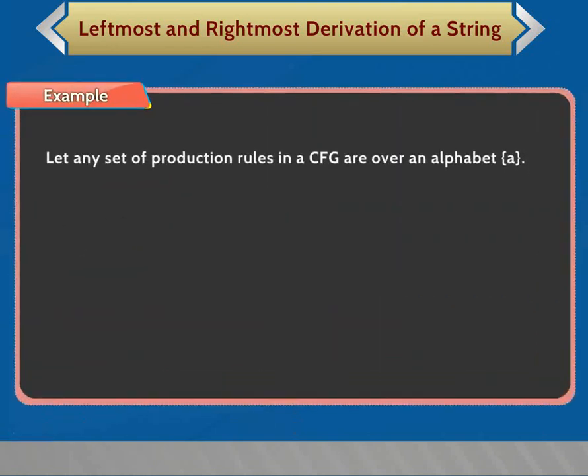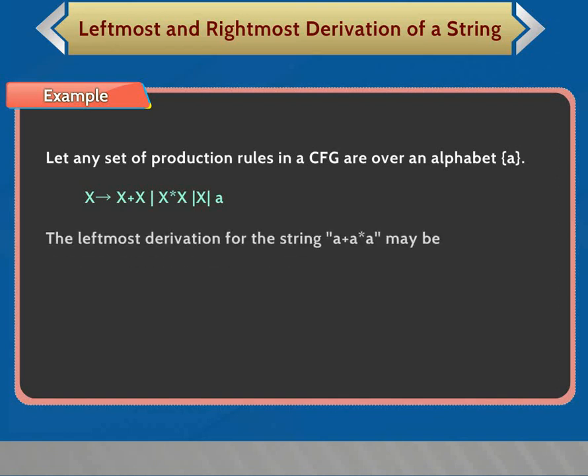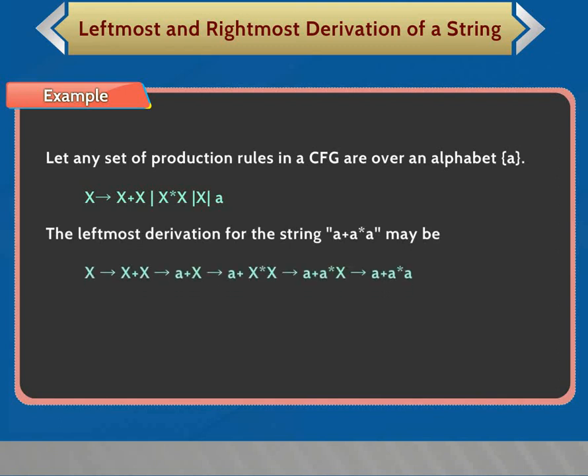Example: let a set of production rules in a CFG be over an alphabet {a}, X provides X plus X or X into X or a. The leftmost derivation for the string a plus a into a may be X provides X plus X provides a plus X provides a plus X into X provides a plus a into X provides a plus a into a.